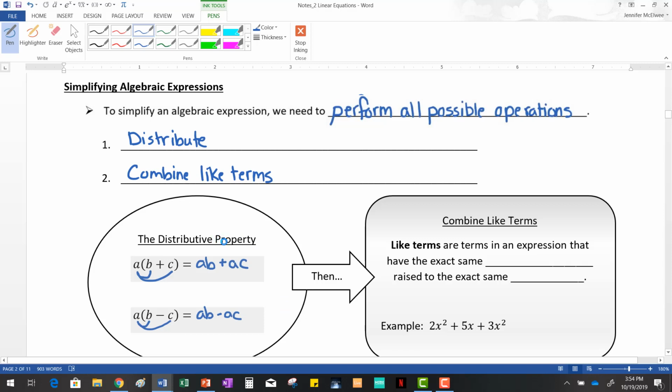This property also allows us to do something called combine like terms, but I do want to review what that is. So like terms are terms in an expression that have the exact same variable or variables, there could be more than one, raised to the exact same power. This is the part that people forget sometimes. To combine like terms, all we need to do is add their coefficients.